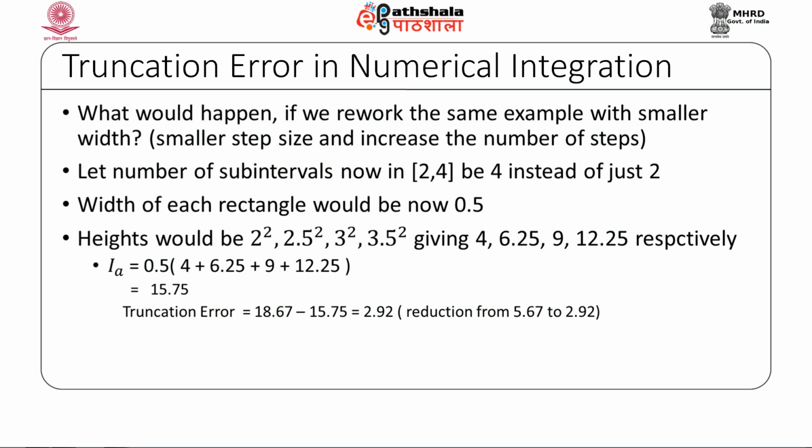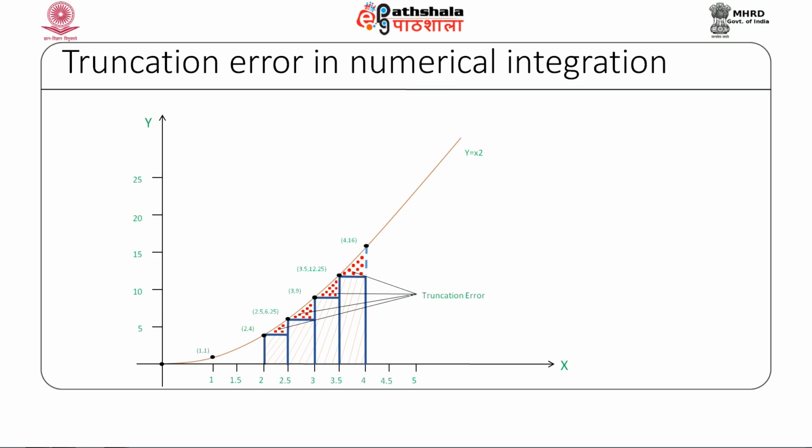So, this time the height of the rectangles will be 2 square, 2.5 square, 3 square, 3.5 square. So, function values are 4, 6.25, 9, 12.25, and so the area will be, width is half now. So, half into 4, half into 6.25, half into 9, half into 12.25, and so the estimated integral gives the value 15.75. So, the truncation error is 18.67 minus 15.75, so it is 2.92. It has reduced, it has almost become half of the previous case, from 5.67 to 2.92.